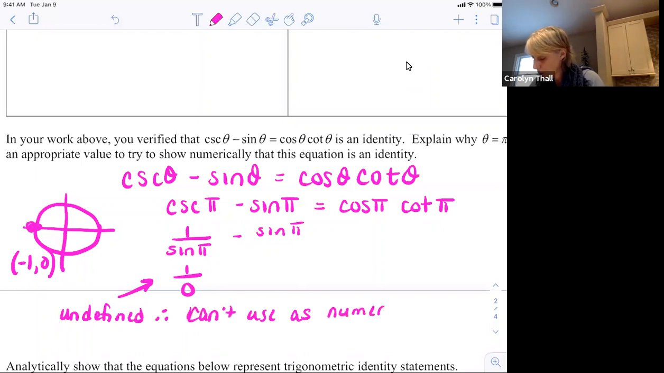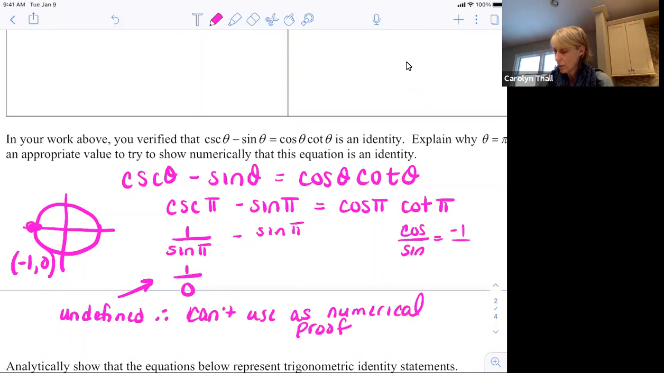As numerical proof, it doesn't work. And if we do the cotan, you'll see you get that as well, because cotan is cosine over sine, which is negative 1 over 0, and again here, undefined. So this is why we can't just say, but it works for this value, because it may not work for others. It's equivalent for all values, because we're getting undefined, but undefined is not numerical proof.